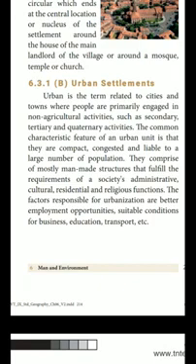Urban is the term related to cities and towns that we all know, isn't it? So here, what type of activities are the people engaged in the urban settlement? Secondary, tertiary and quaternary activities. So, urban is the term related to cities and towns where people are primarily engaged in non-agricultural activities such as secondary, tertiary and quaternary activities.